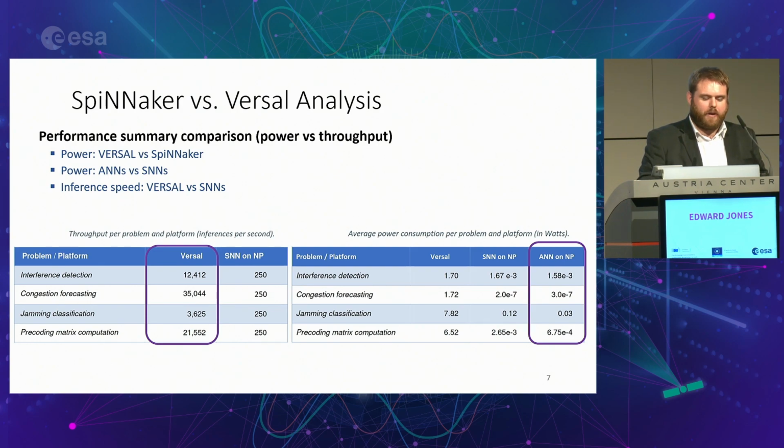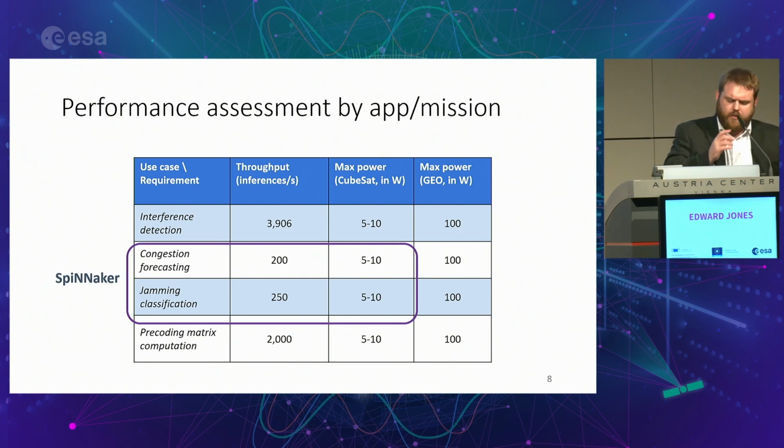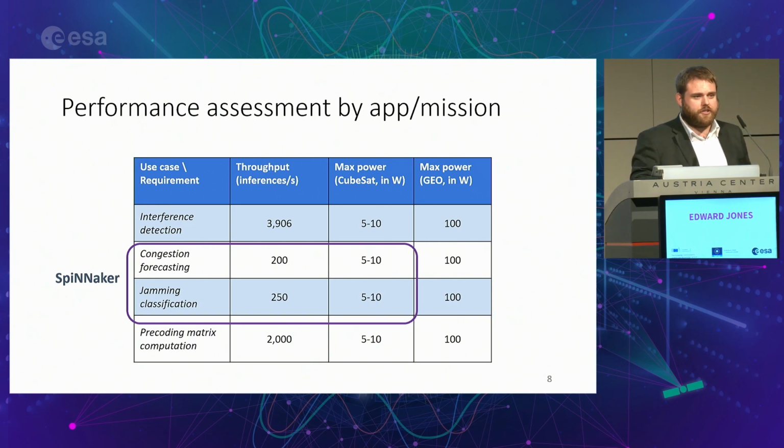Looking at the power consumption for the platforms, you can see there that Spinnaker is significantly lower. And so this provides some sense that, yes, you might have lower throughput, but you can do it at significantly lower energy consumption in terms of watts. So a conclusion from this was that Spinnaker suits the kind of missions where energy is relatively scarce. These are typically things like CubeSats, low Earth orbit satellites, whereas the Versal would potentially be better in other applications where power was less of a concern.